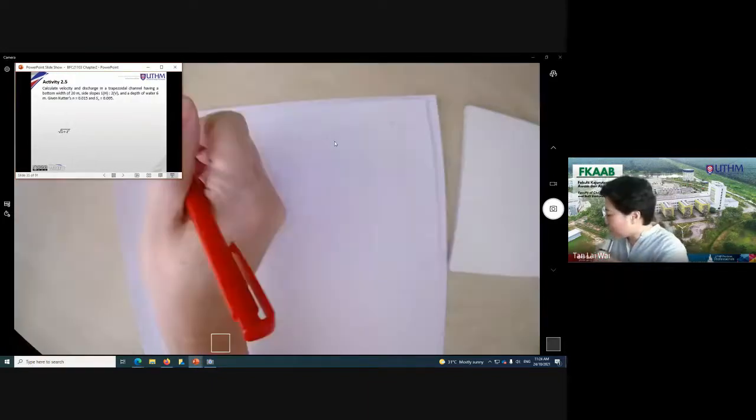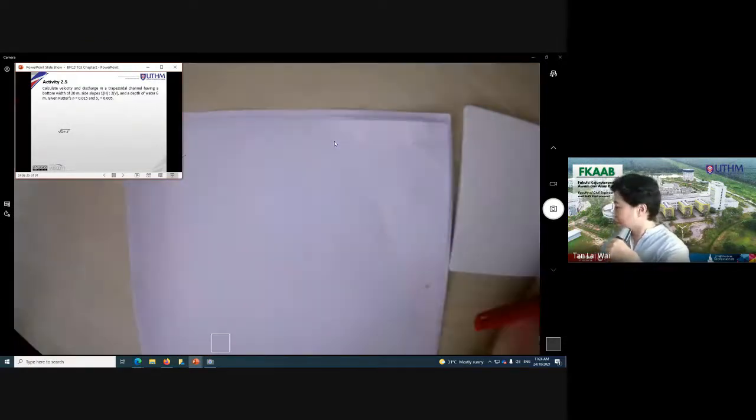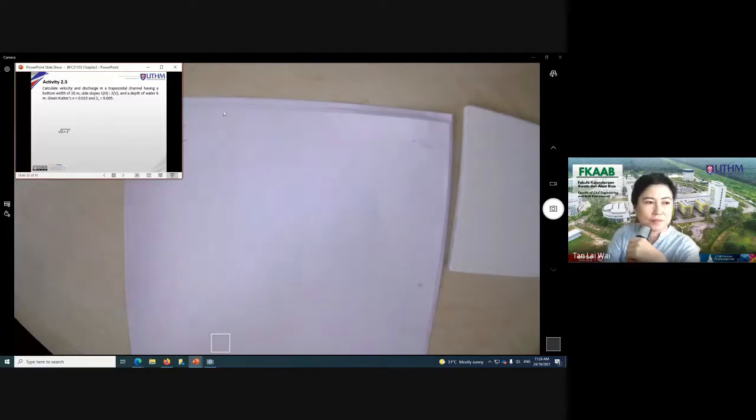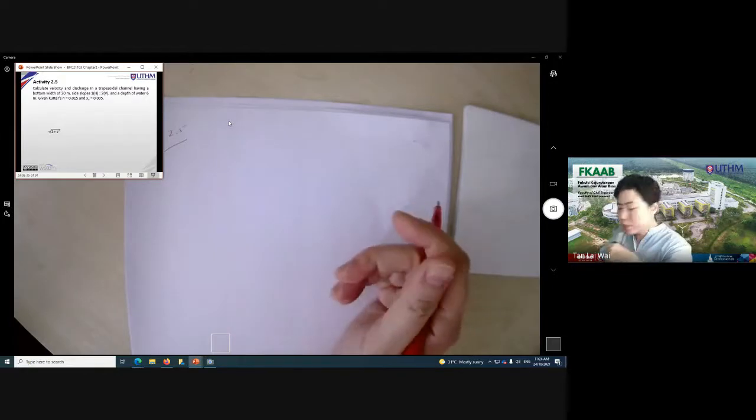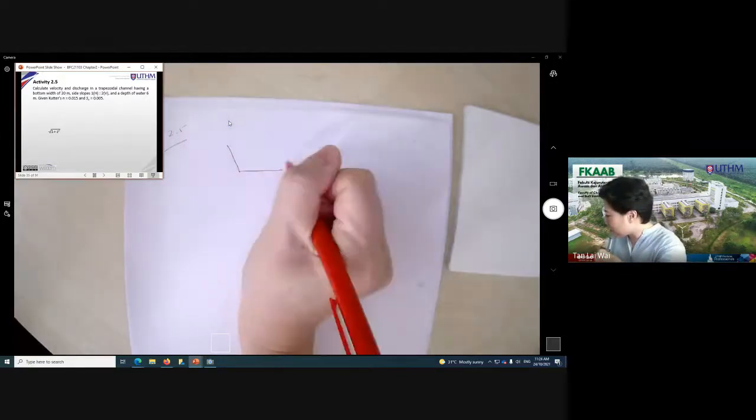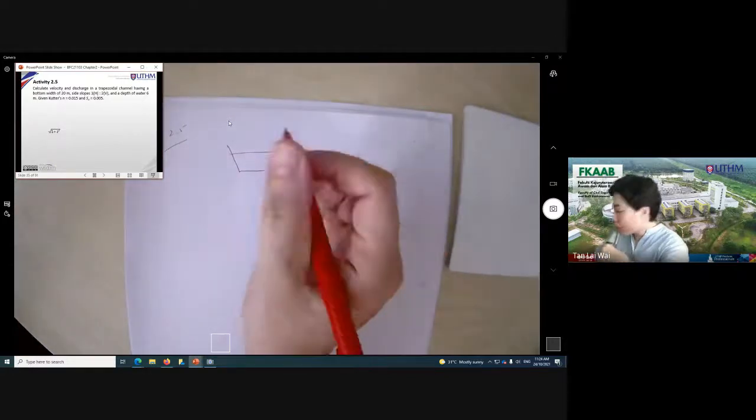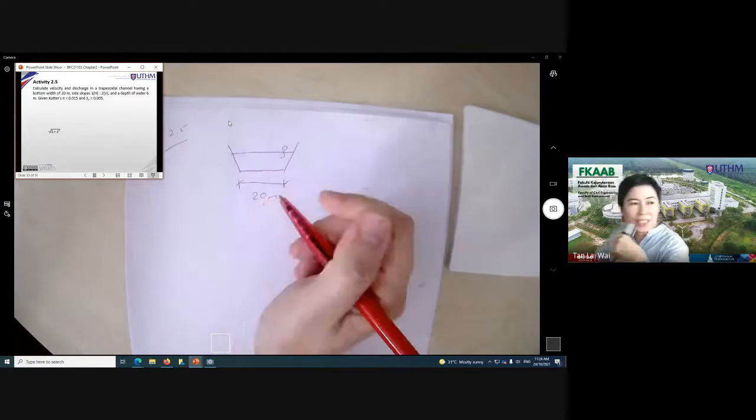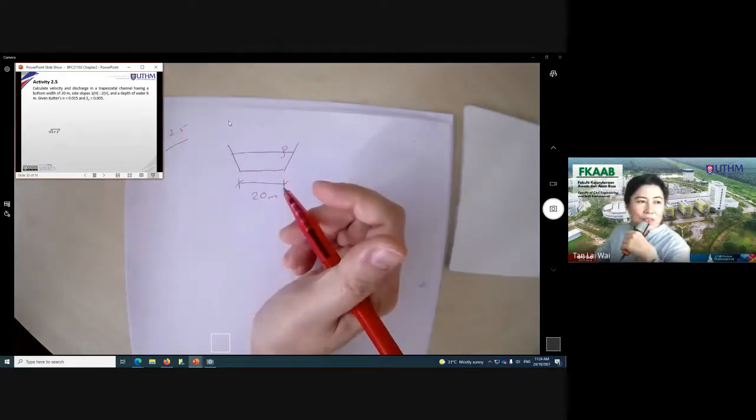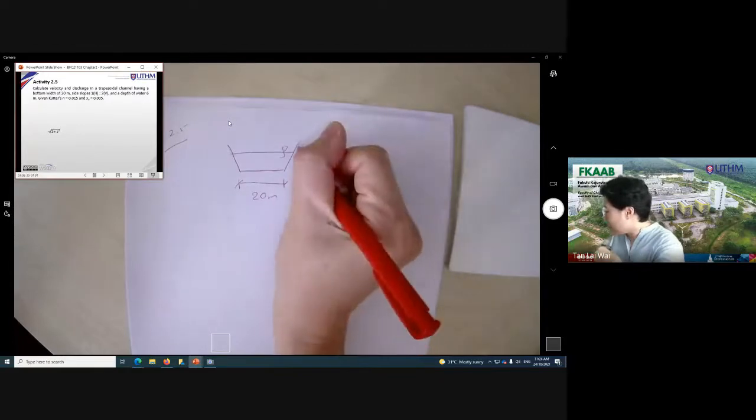Okay, activity 2.5. Calculate velocity and discharge in a trapezoidal channel. So you have a trapezoidal channel having a bottom width of 20 meter. Oh, this is a very wide channel, 20 meter. With side slope 1 to 2. Okay.